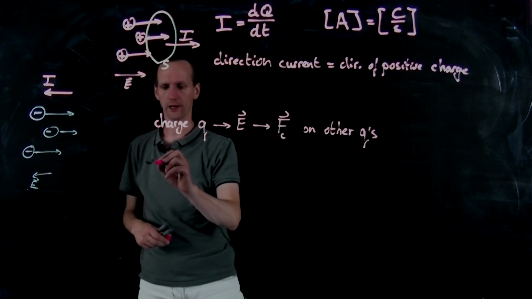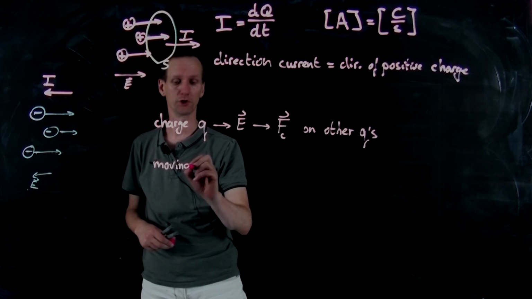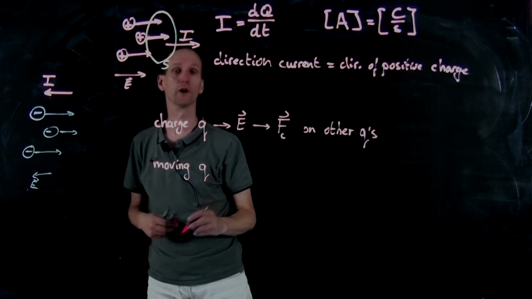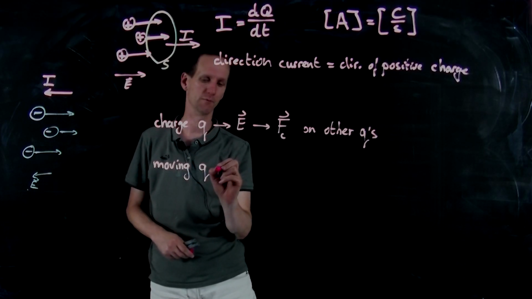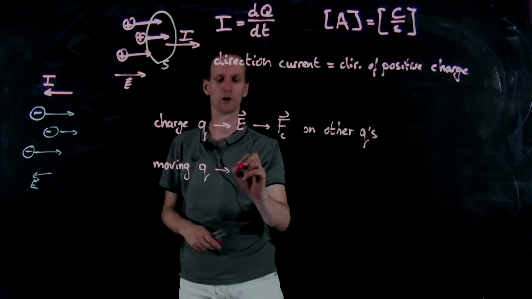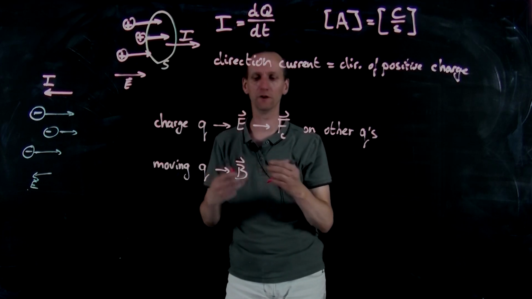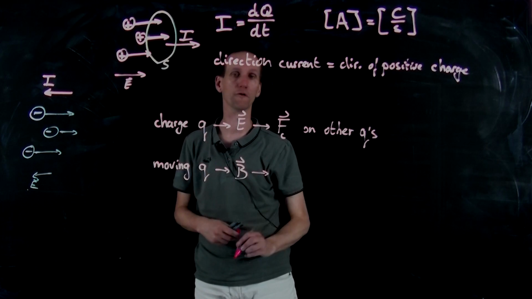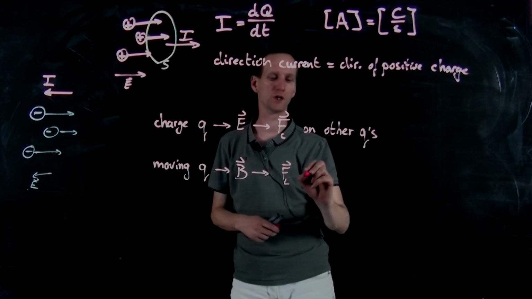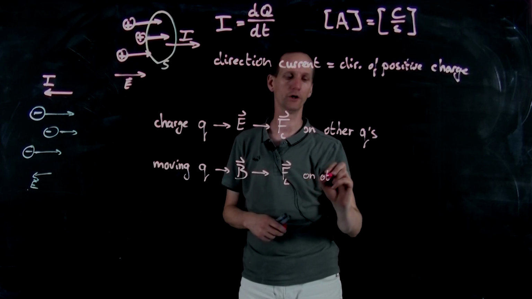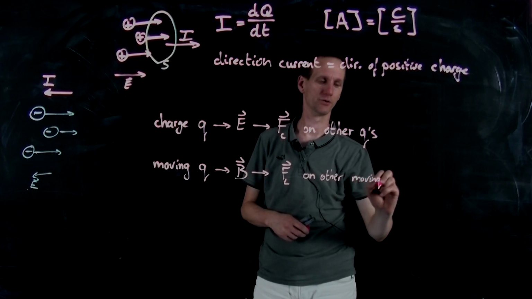Now if we look at a moving charge, so we have a charge Q or multiple charges Q that are moving in a specific direction, like the situation indicated here or here. This moving charge will lead to the presence of a magnetic field, which I will indicate with B. And this magnetic field vector will give rise to a force, which we call the Lorentz force, which acts on other moving charges.